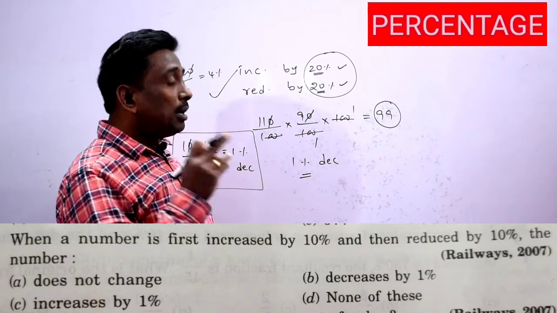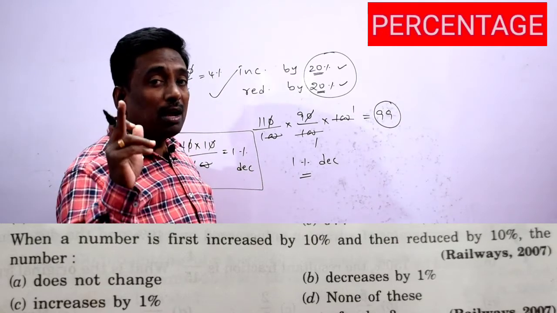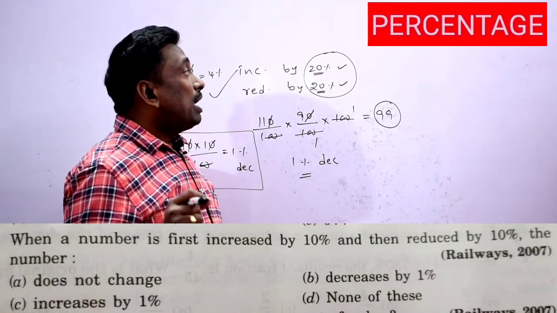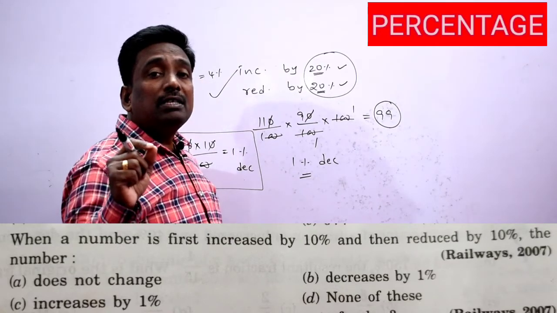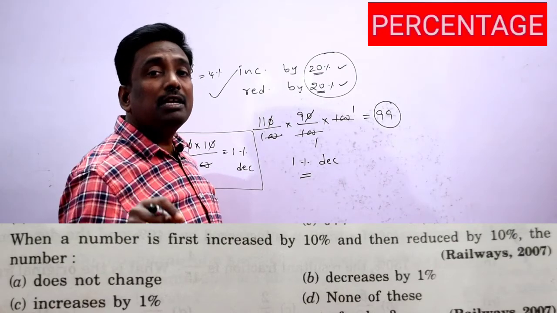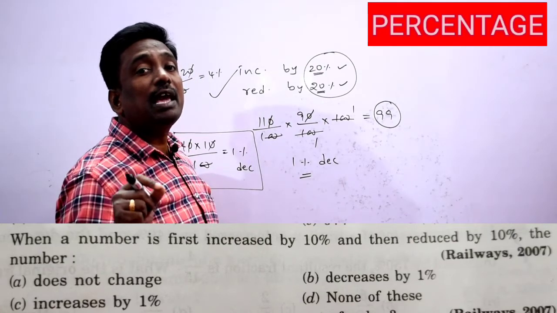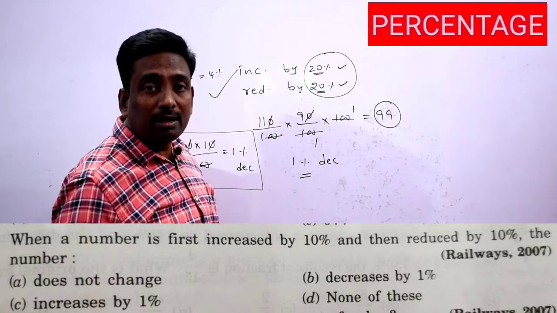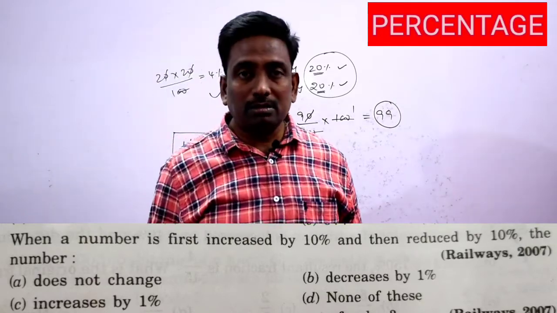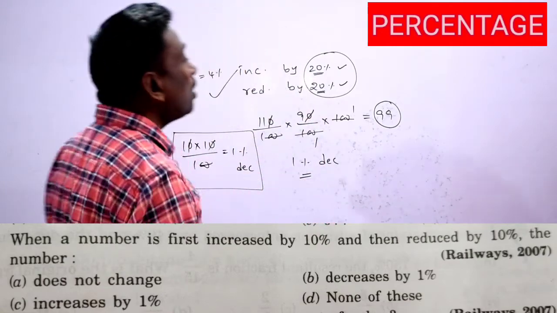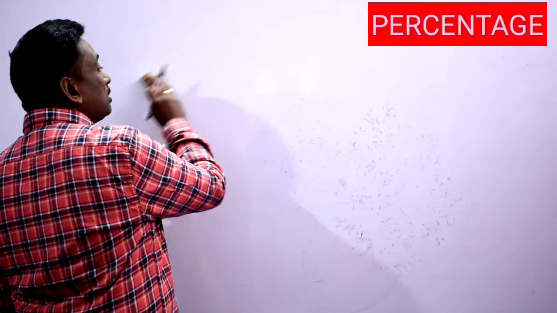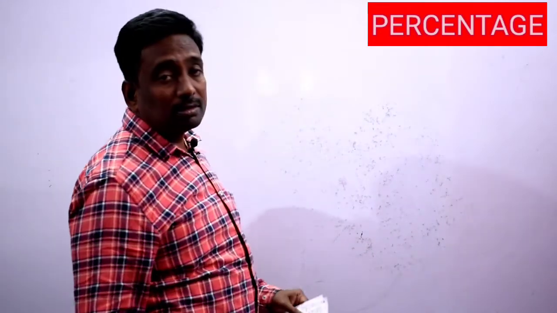In profit and loss, he may ask like this: the first value of an article is first increased by 10%, later on it is decreased by 10%. What is the effect? He may ask like that. In that case, directly we can say that it is a 1% loss. Okay, now move on to the next problem. When two percentages are given, let's solve like this.